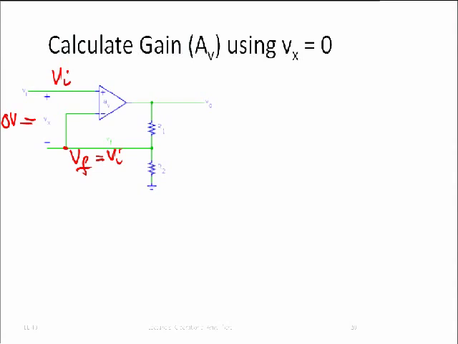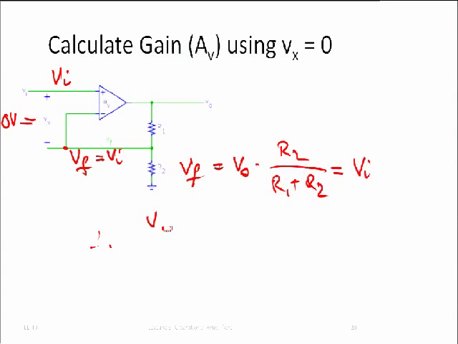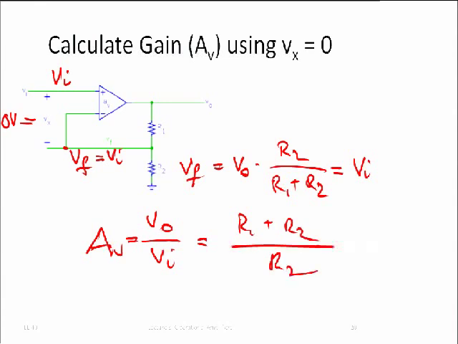Okay? So if they are equal, then we can still use our voltage divider equation. We still can, of course, write Vf is equal to Vout times R2 over R1 plus R2. And now we just said that Vf is also equal to Vi. And now, of course, we can solve this easily for Vout over Vi, which we also call the closed loop gain. And that is equal to, well, we just have to take the inverse, right? R1 plus R2 over R2. Done.